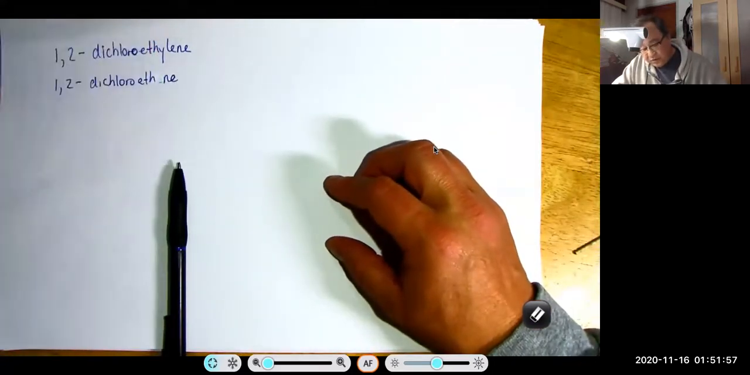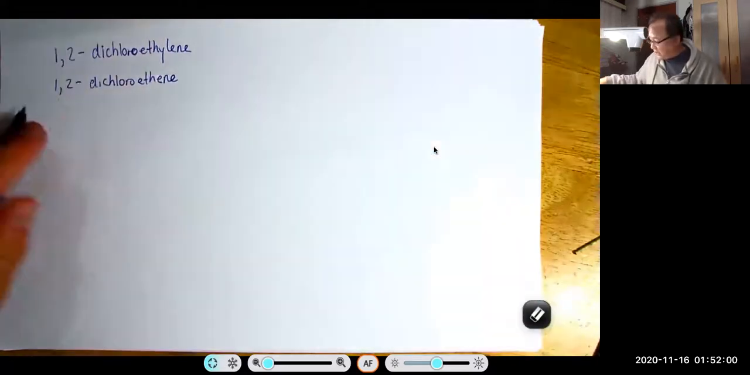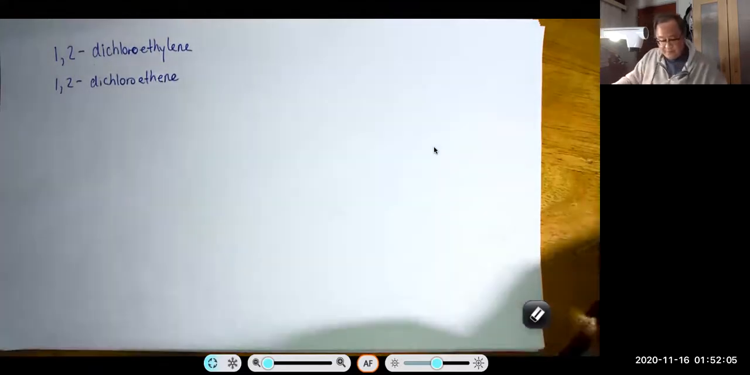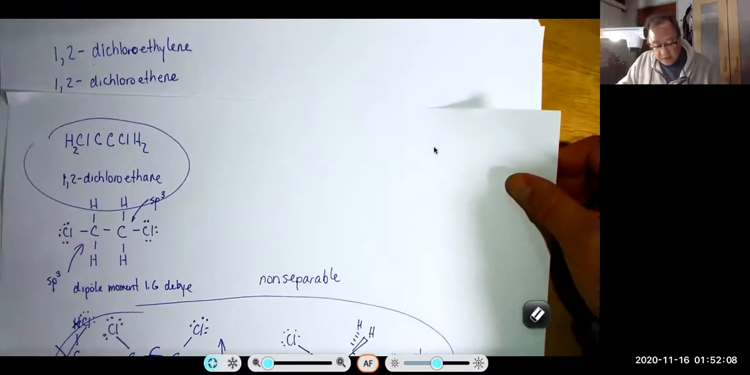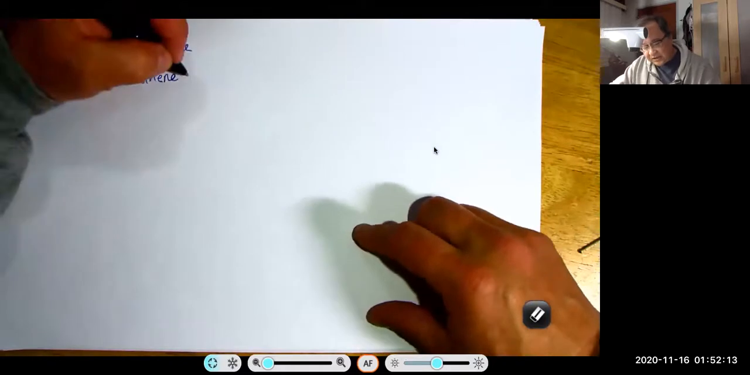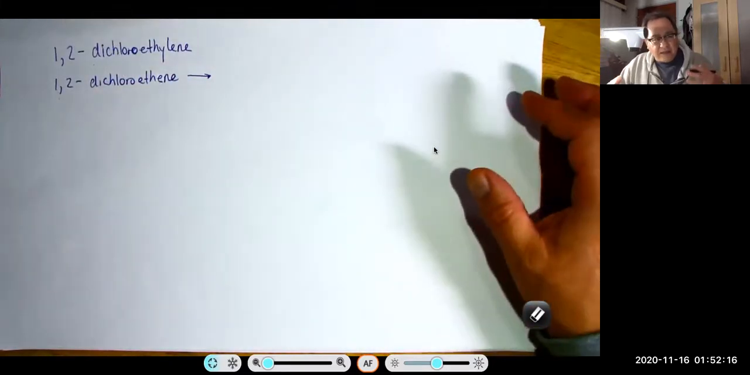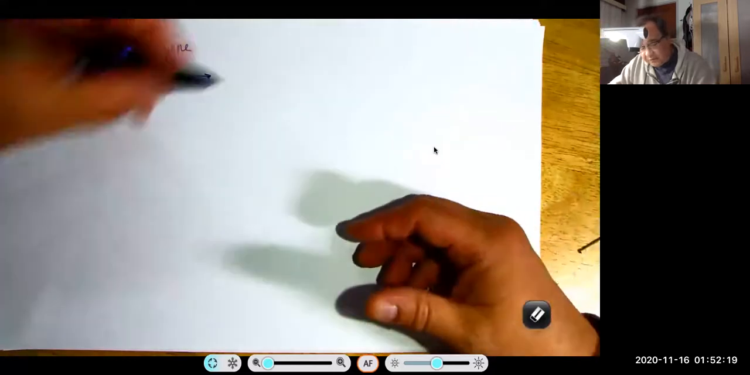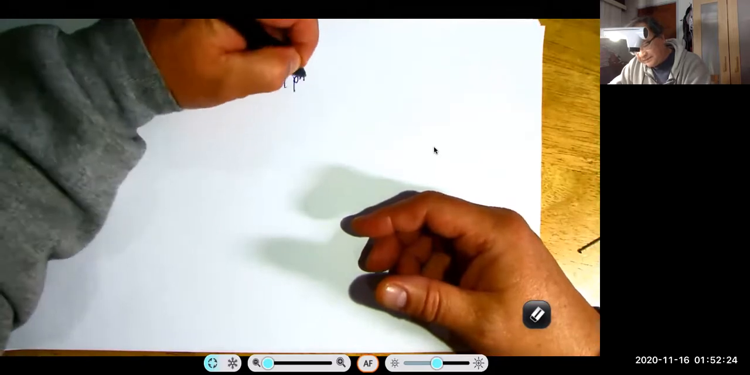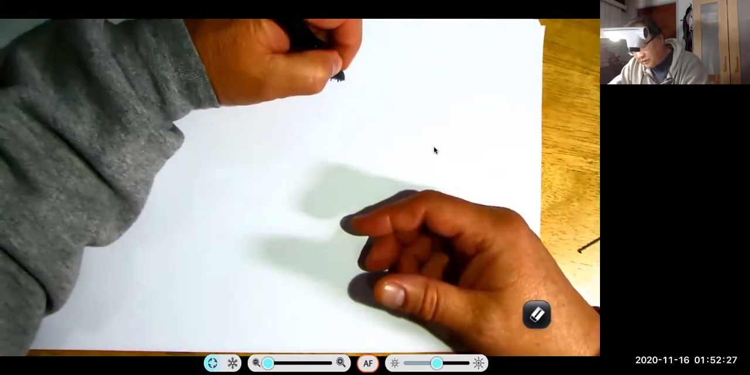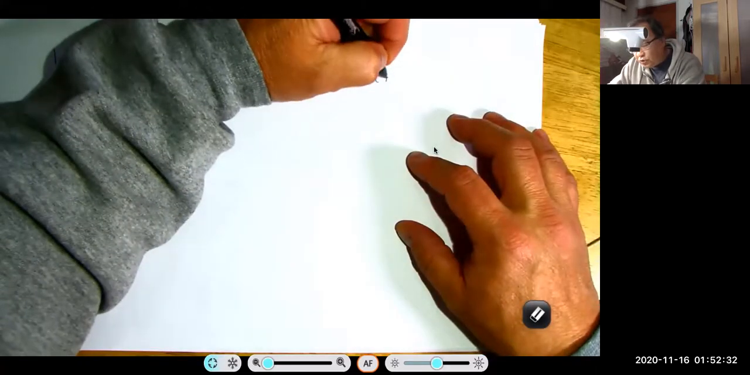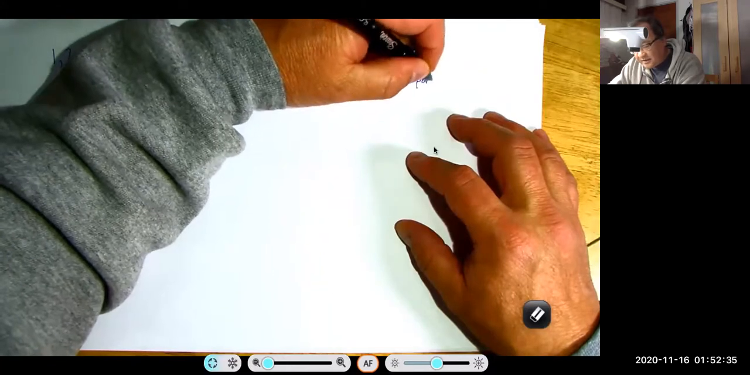So remember, the molecule we just looked at was 1,2-dichloroethane, and the Lewis structure looks like this. Well, here we have this 1,2-dichloroethene. Now, the interesting thing about this is, if you have this molecule, it's actually separable by physical means. So what does that mean if we can separate it by physical means into two separate liquids?